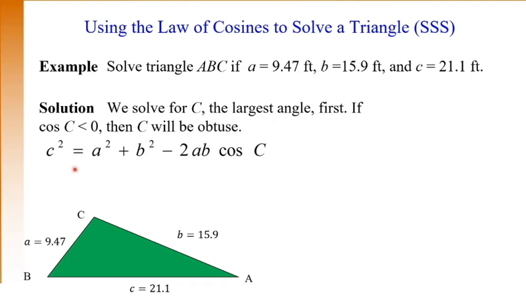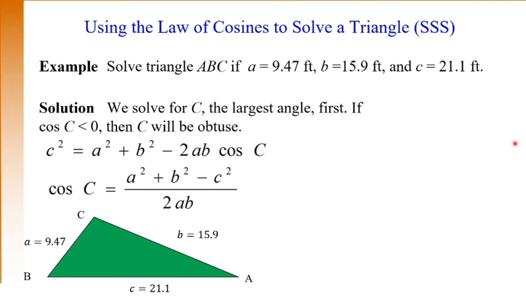How did we find that it is C? Now, we are going to look for the longest side. The longest side between 9.47, 15.9, and 21.1 is 21.1, and that is side C. So that means that the largest angle is angle C. Ulit natin, kasi pinag-compare natin si 9.47, 15.9, at 21.1. Ang pinakamahaba is 21.1 at yung katapat niya, angle C. So, ang una nating hahanapin is angle C.